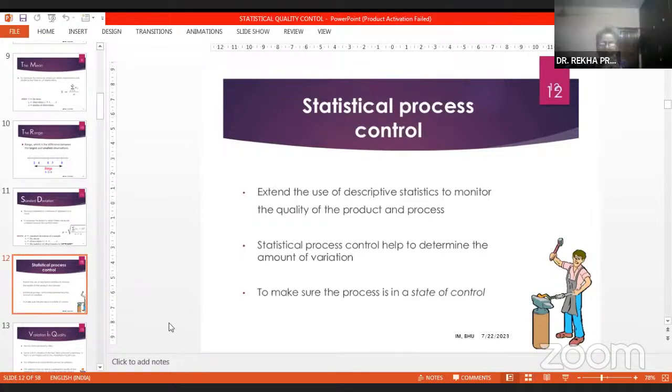Suppose you want to have a cement bag of 40 kg each, but it won't be exactly 40 kg. Some might be 40.01, or it might be 39.88, something like that. Not all the bags will be of exactly 40 kg. So how much variation should you allow so that it is acceptable? We say if it is within the allowed limit, then it is in a state of control.